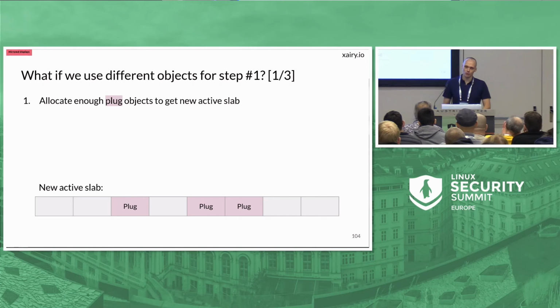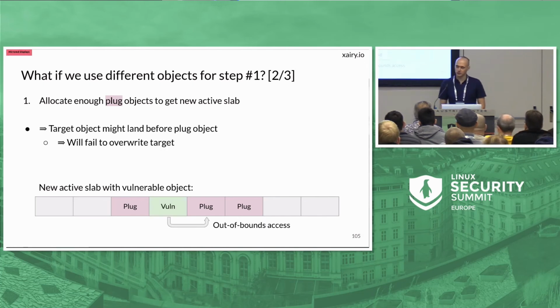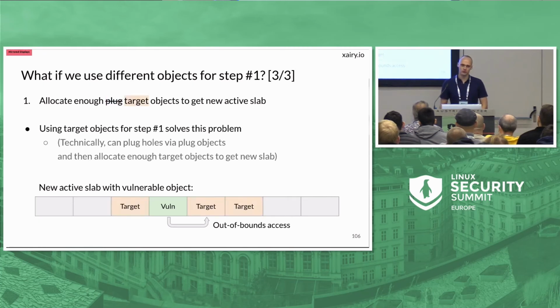Some of those plug objects will end up on this new active slab. And at this point, if we allocate a vulnerable object and it happens to be placed before this plug object, then we fail to overwrite target object, we overwrite our plug object instead. So this is why we use target objects for plugs.